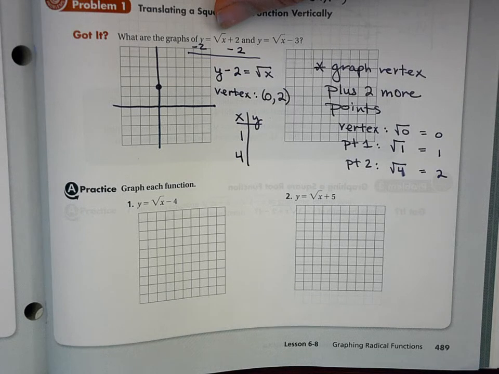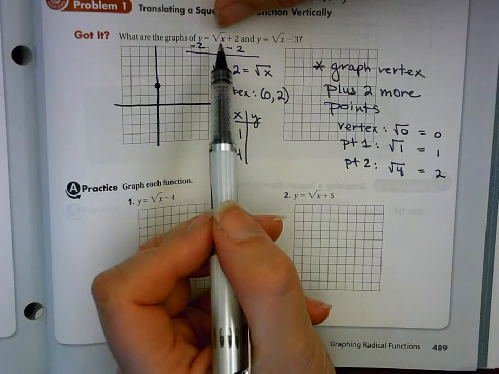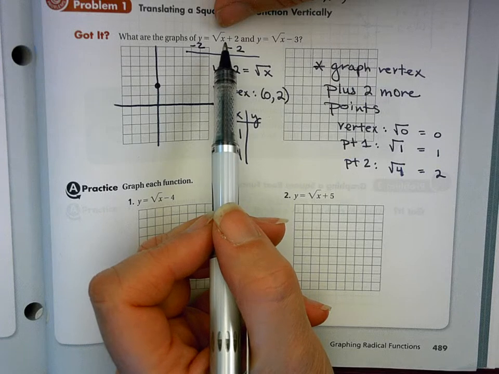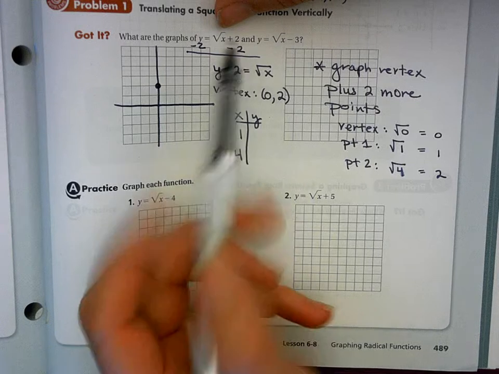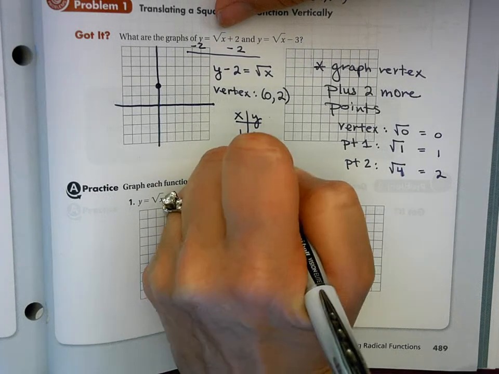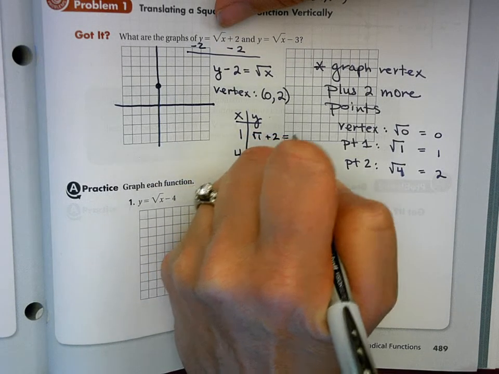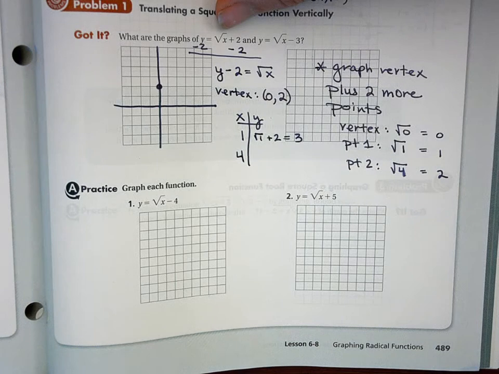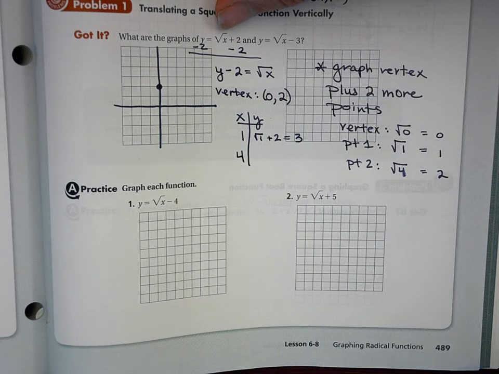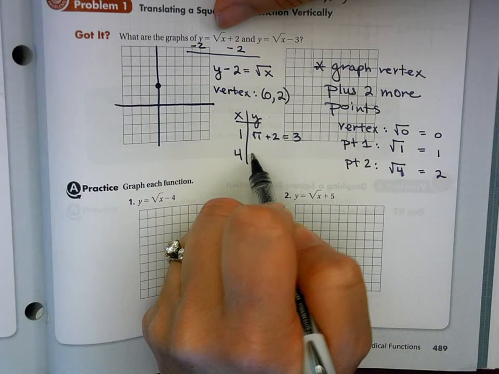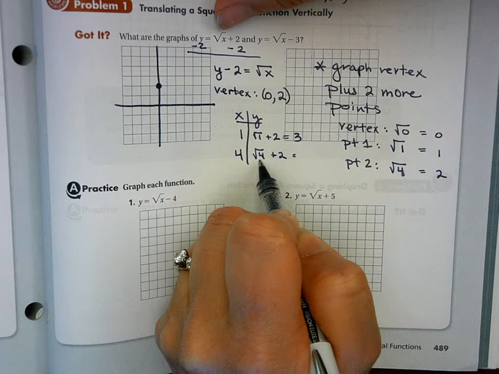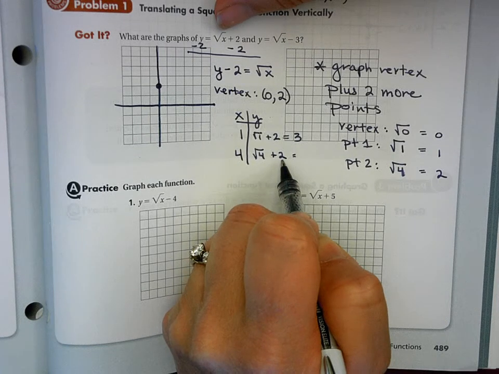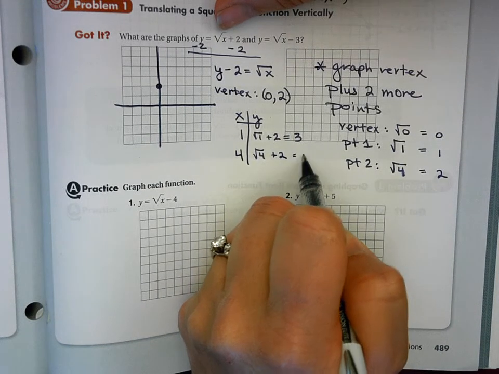Now let's plug in 1. I'm going to plug 1 into the original problem. What is the square root of 1? It's 1. And then plus 2, so that would be just 3. So it's the square root of 1 plus 2, which is 3. Now for this one, it's the square root of 4 plus 2. That would be 2 plus 2, which is 4.